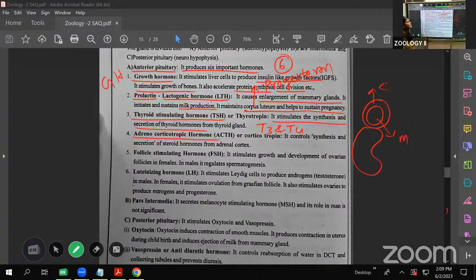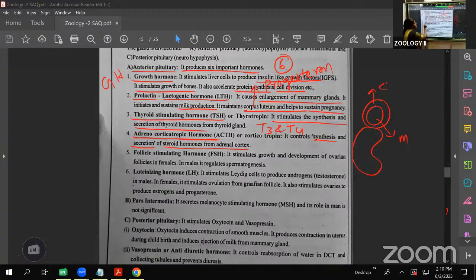The cortex mainly produces a number of steroid hormones. These steroid hormones are controlled by the adrenocorticotropic hormone, or ACTH, and it controls the synthesis and secretion of the steroid hormones from the adrenal cortex. The release of steroid hormones from the adrenal cortex is controlled by this adrenocorticotropic hormone.